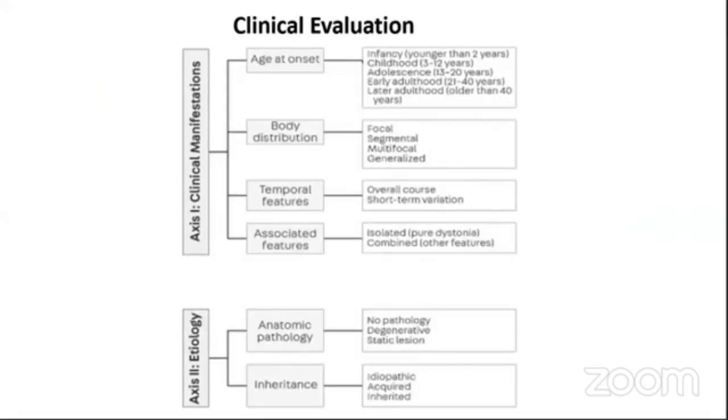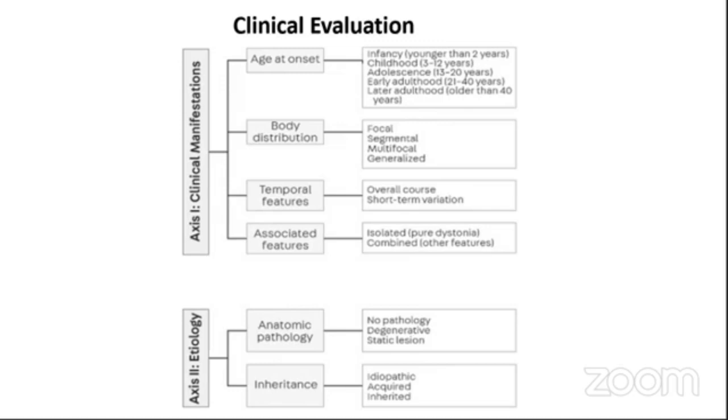How can we evaluate a dystonia clinically? We have to go for two axes. Axis one is regarding clinical manifestations. Age of onset is very important. Did it start in infancy, childhood, adolescence, early adulthood, or later adulthood? Depending on the age of onset, the causes are different. Which site of the body is involved?